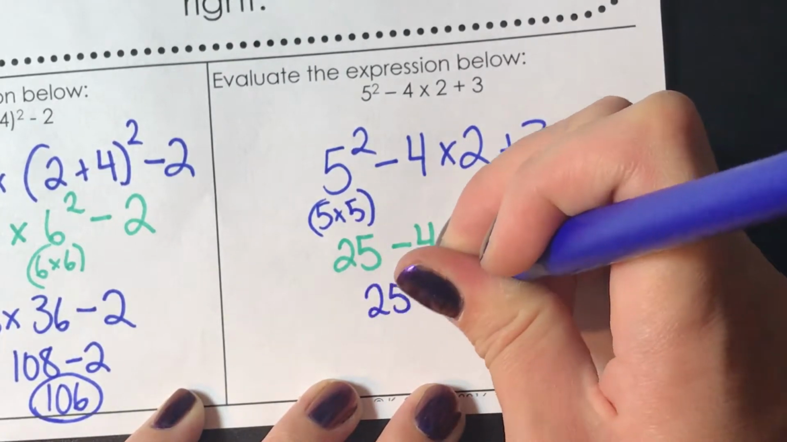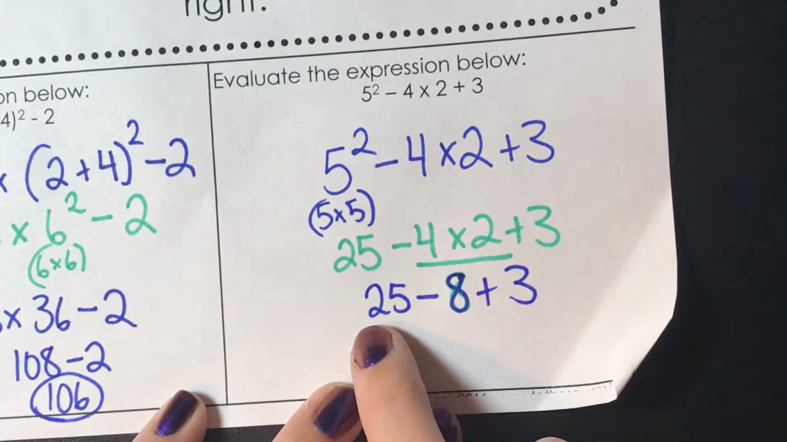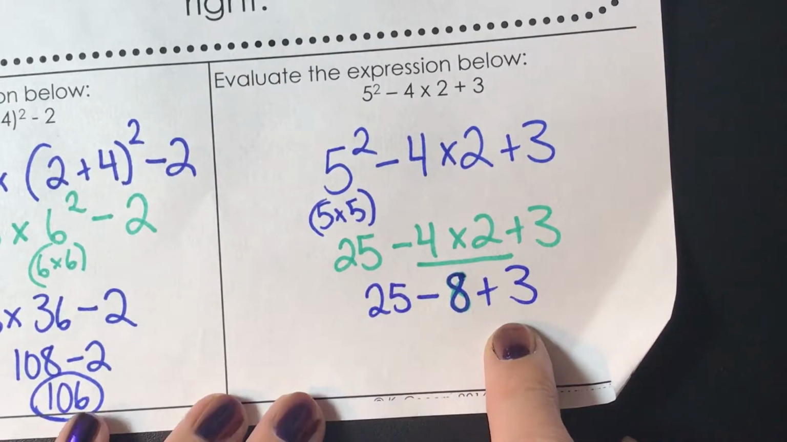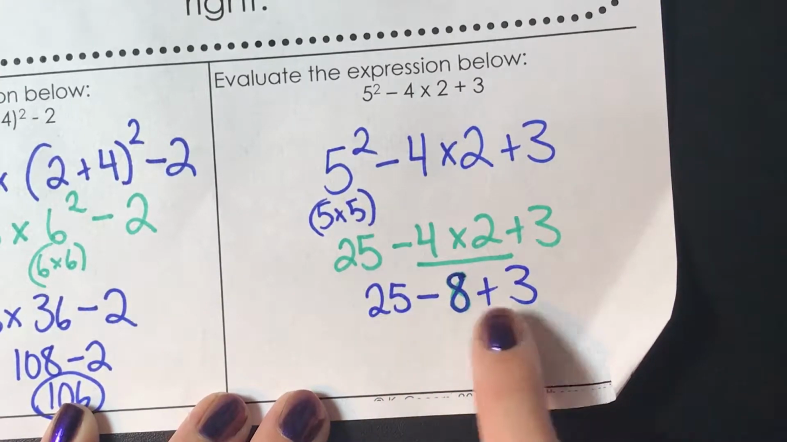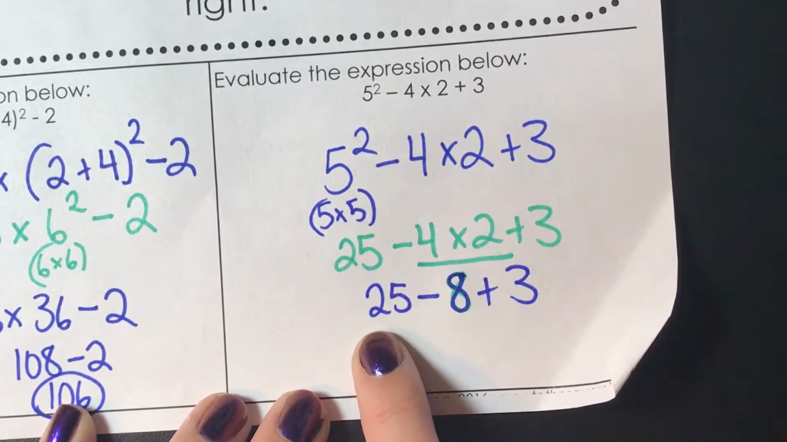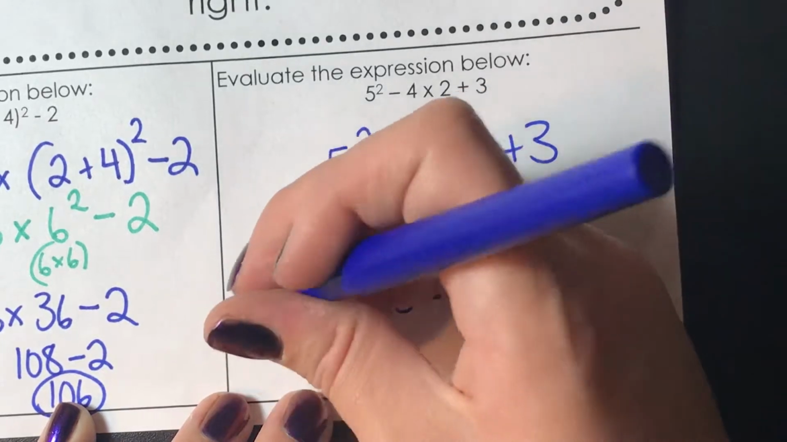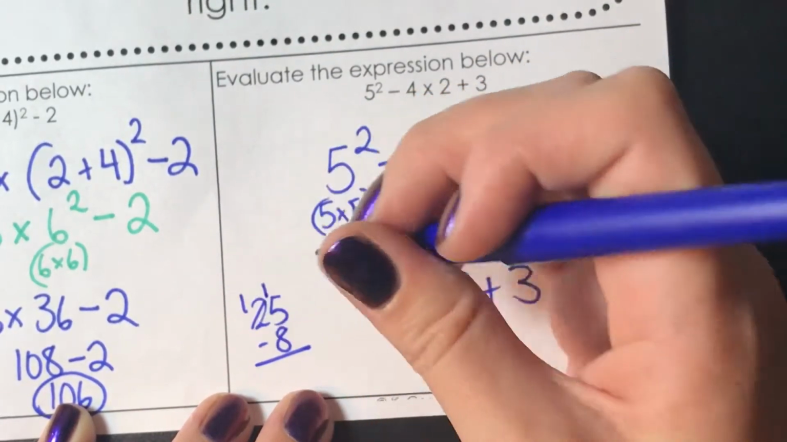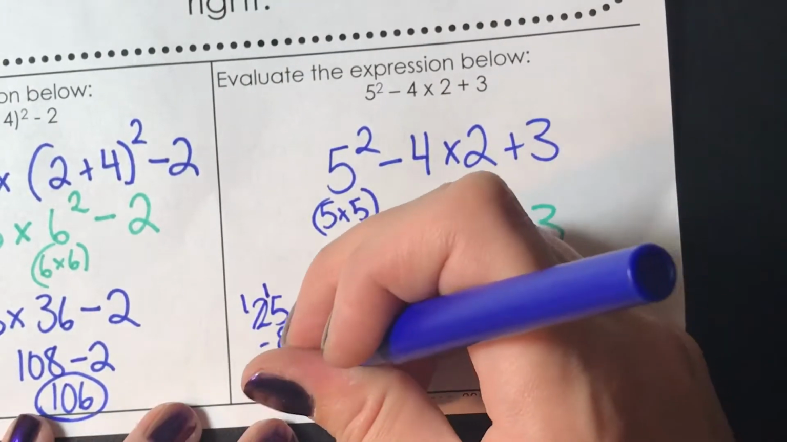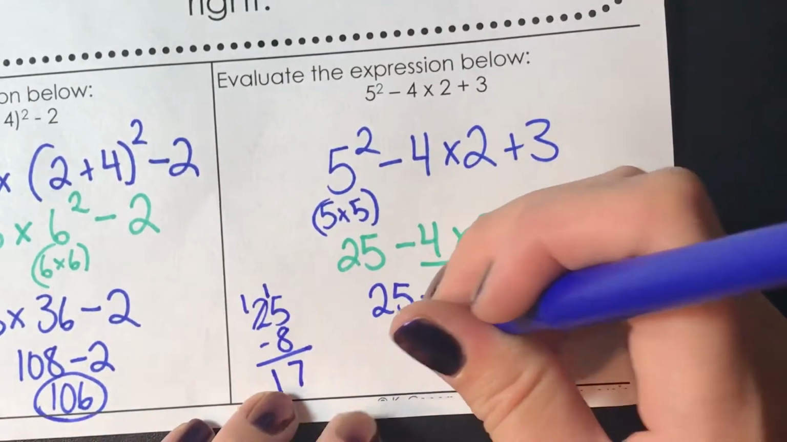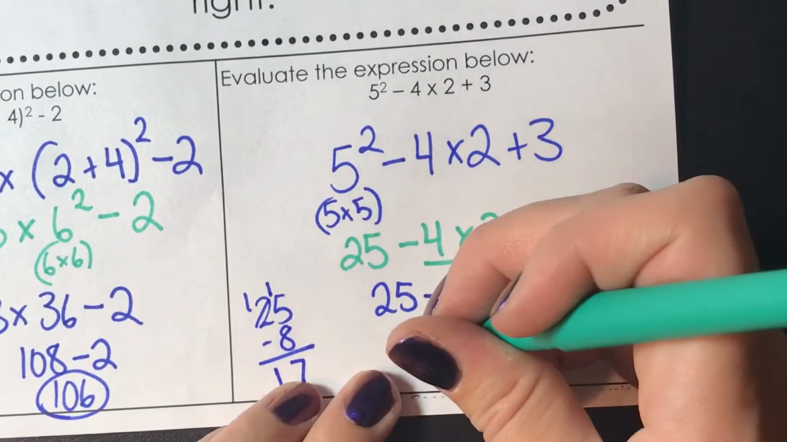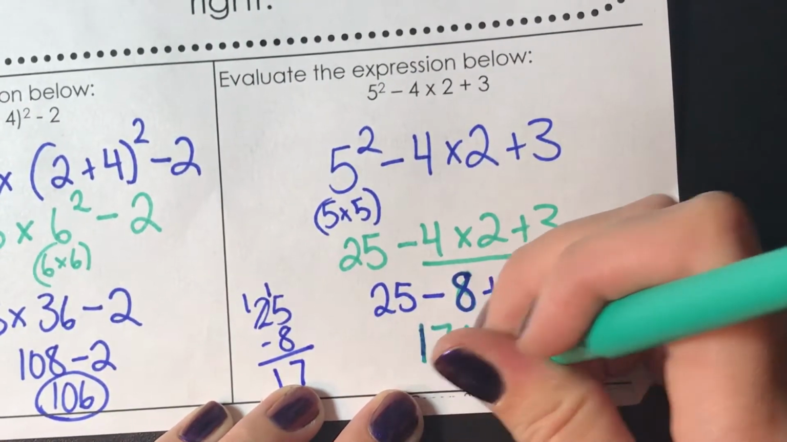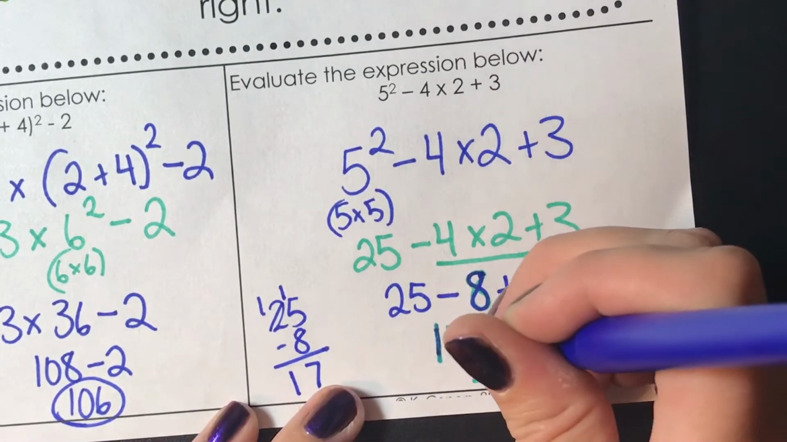25 minus 8 plus 3. No parentheses, exponents, multiplying, or dividing, but there is addition and subtraction. I have to solve from left to right. So starting here, 25 minus 8 is... I have to do it on the side. I can't do it in my head so quickly. That's 17. Cool. Oh, new color. 17 plus 3. 17 plus 3 is 20. And there is my final solution.